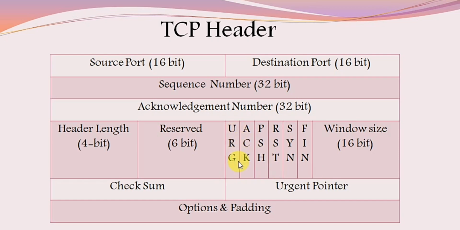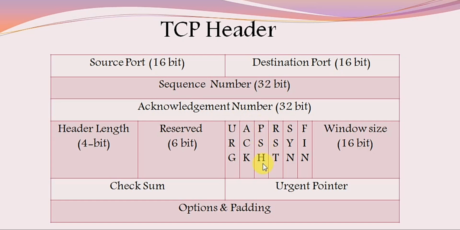Here URG means urgent. If some data is urgent to send, then URG should be set to 1. And ACK, which means acknowledgement. Whenever you are sending an acknowledgement notification, then the acknowledgement flag should be set to 1. Why should this be used? Since in the acknowledgement number you are sending the next byte number. That's why whenever the acknowledgement number is sent by the receiver to the sender, this ACK should be set to 1.